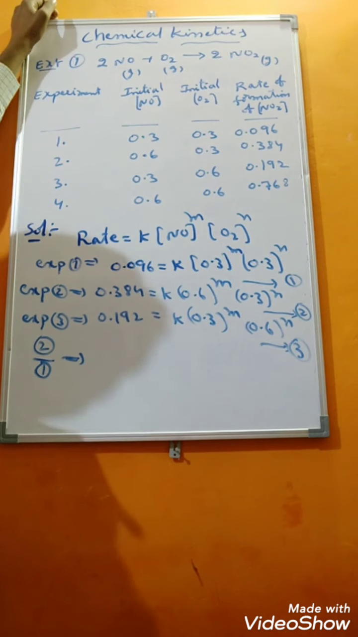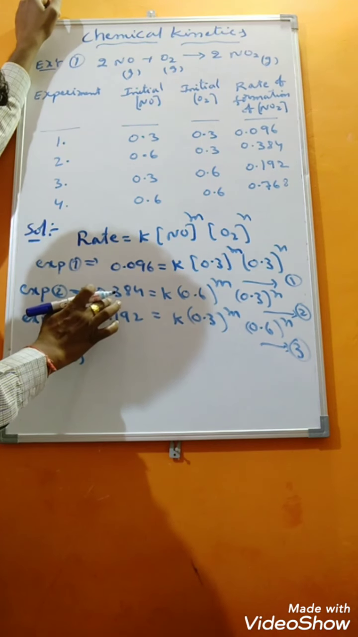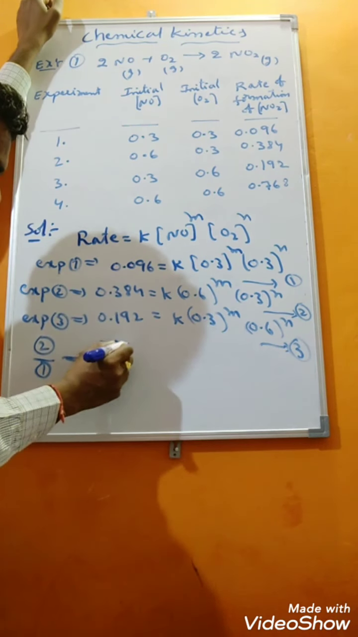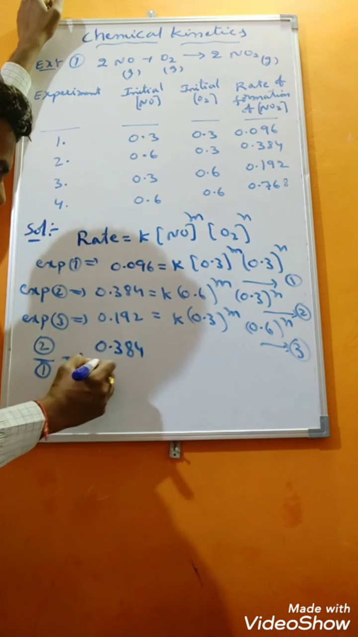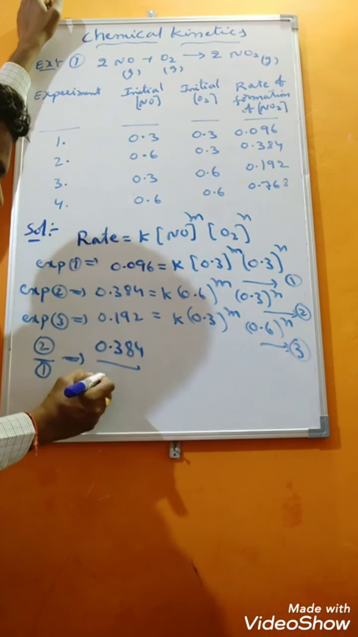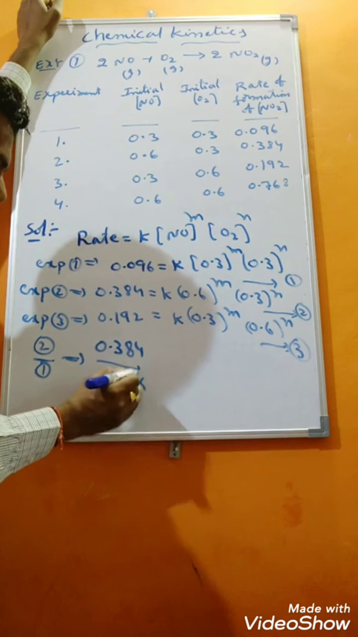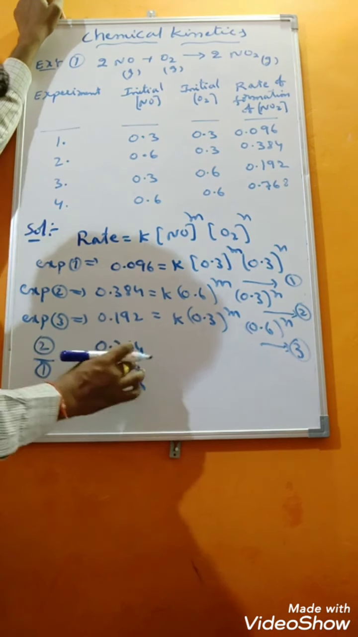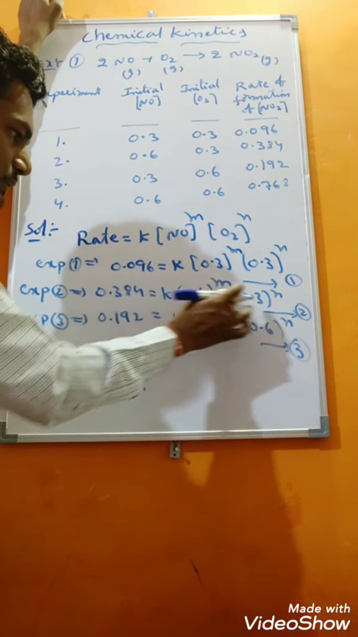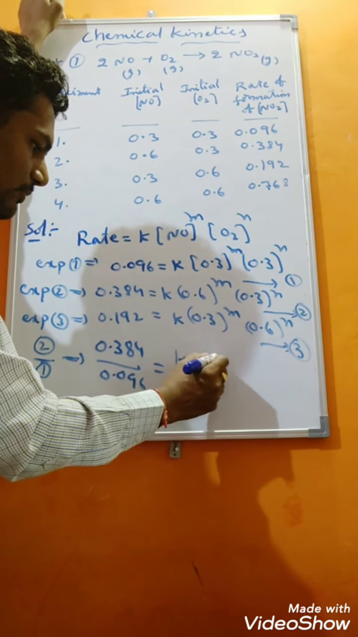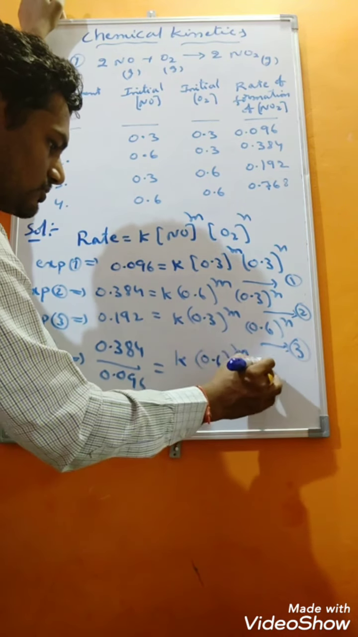2 divided by 1. What will you get? The rate value for 2 is 0.384, divided by the rate value for 1, which is 0.096. Students, got it? And this equals, on the right-hand side, k into 0.6 whole power m into 0.3 whole power n.